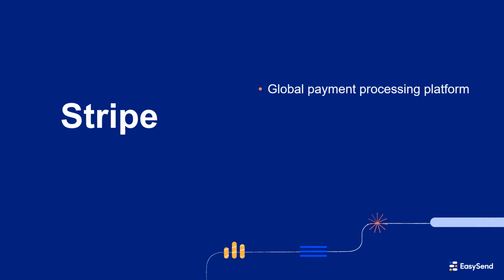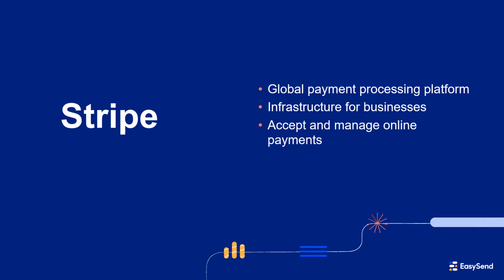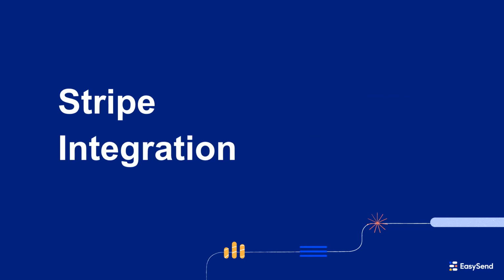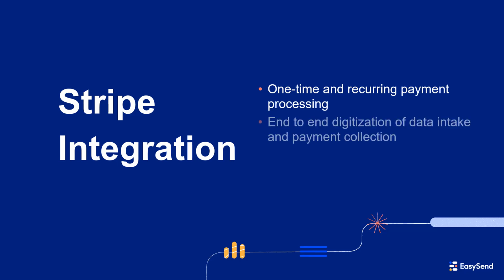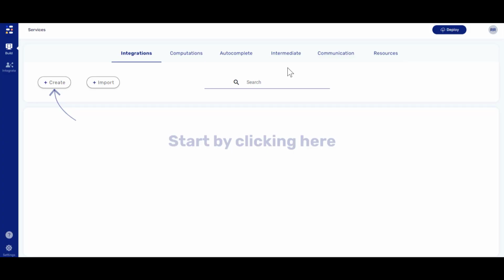Stripe is a global payment processing platform that provides infrastructure for businesses to accept and manage online payments. Integrating Stripe with EasySend enables one-time and recurring payment processing. This allows you to support an end-to-end digitization of data intake and payment collection within one digital process. The integration has a few simple steps.